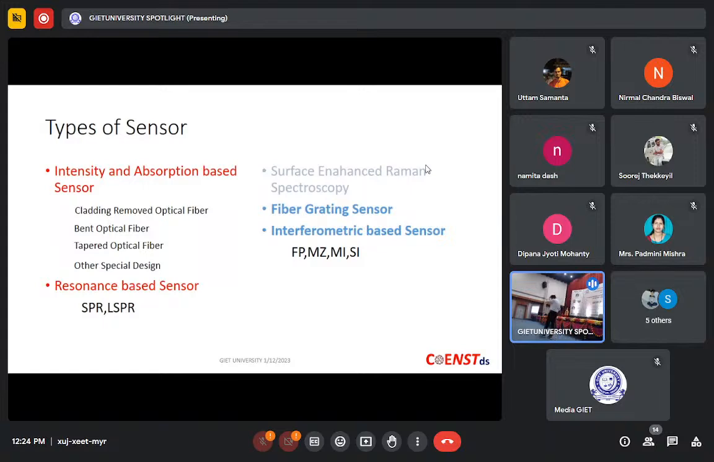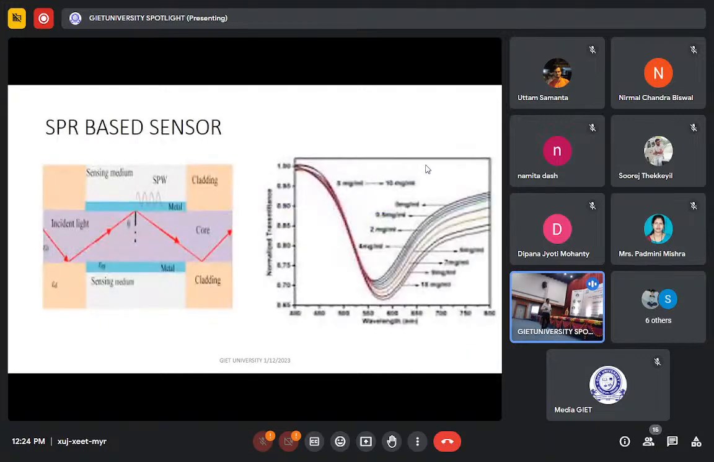And I will now explain about a few of the sensors. I will not explain about all the sensors. Maybe I will explain about one surface plasmon resonance based sensor, and another interferometric based sensor, and maybe another absorption based sensor. Because these are some of the sensors we have developed in our lab. So I will explain how these sensors can be developed based on this intensity absorption, based on the surface plasmon resonance, and based on the interferometry.